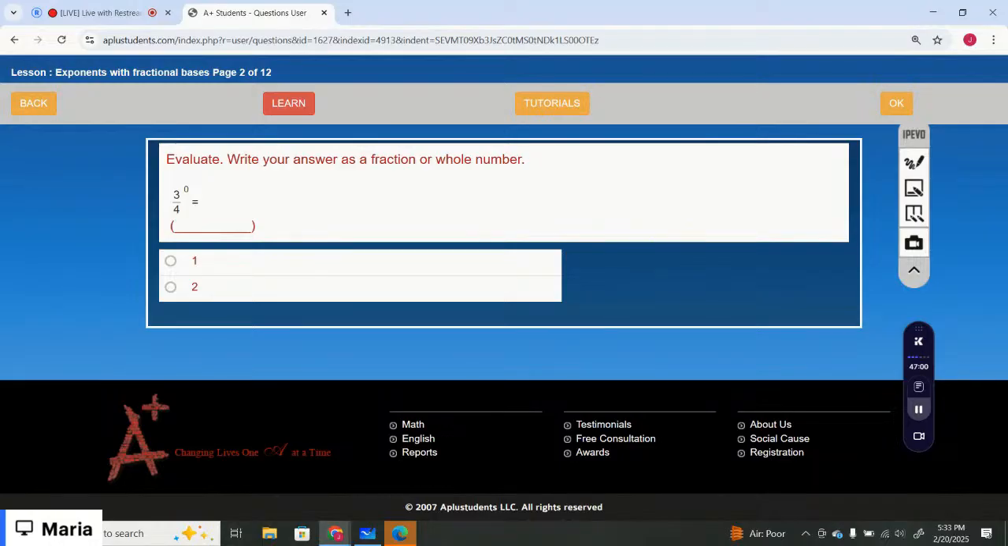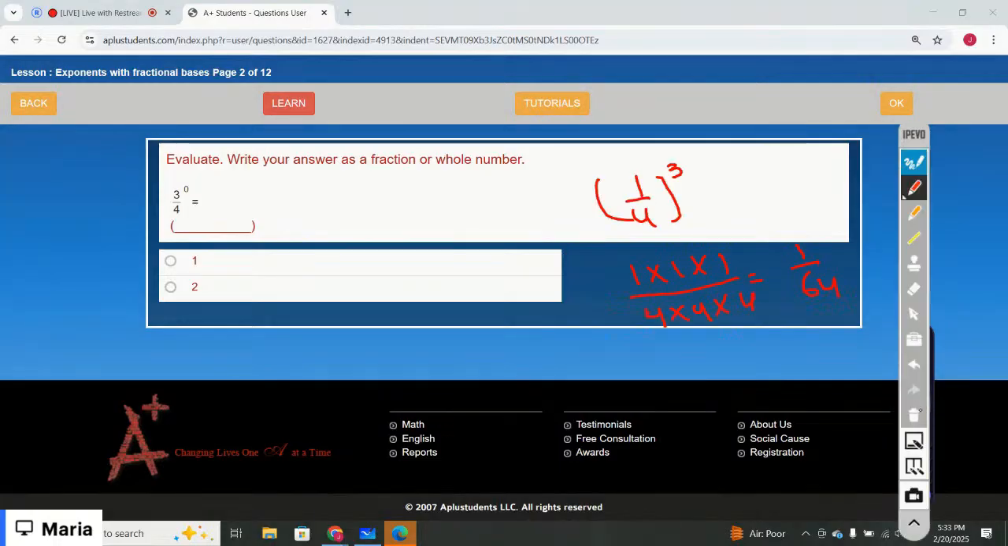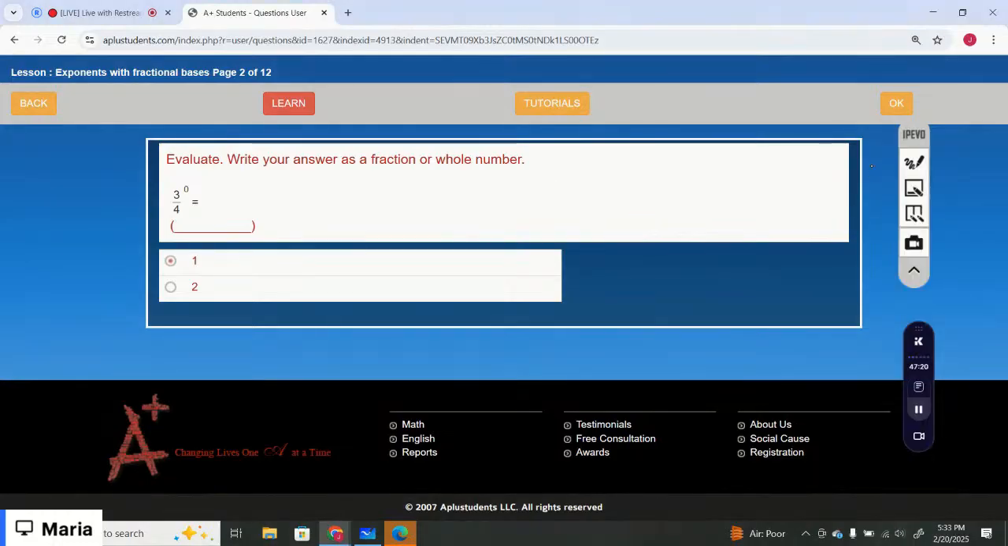Evaluate. Write your answer as a fraction or whole number. That is 3 exponent 0 divided by 4 exponent 0. That equals 1. So any number that has the exponent 0 equals 1. Option number 1 is the correct option.